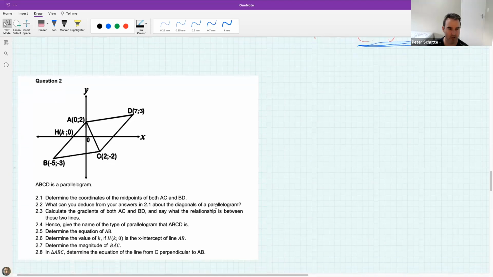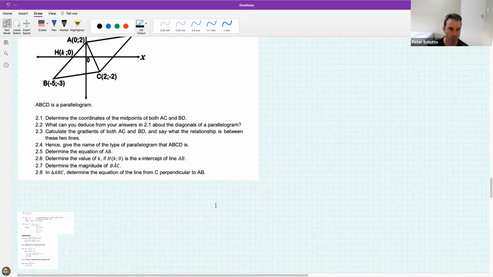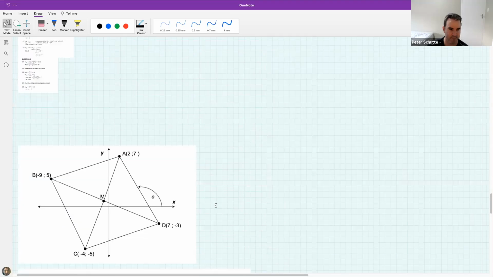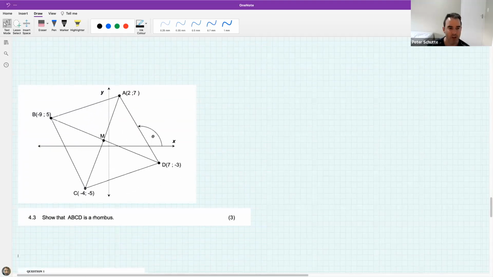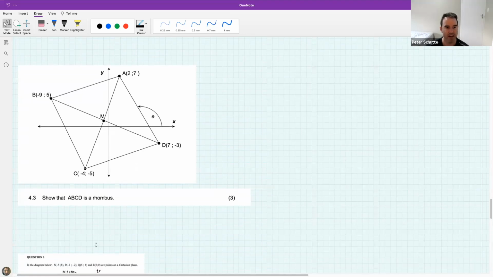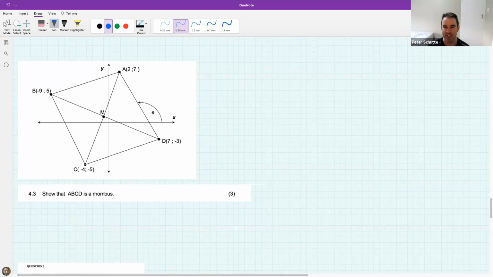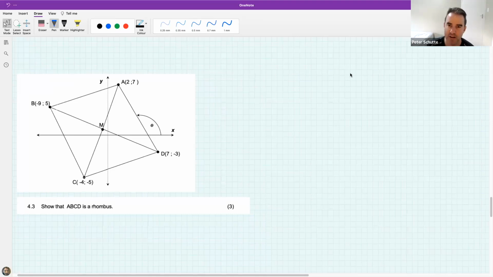Let's have a look. Let's maybe look at one before I get to that. Okay, let's do this one first. So it says here, show that ABCD is a rhombus. Now, a rhombus is just a special type of parallelogram. It's like a parallelogram plus a bit extra. Sometimes people think of it as a square on its side.